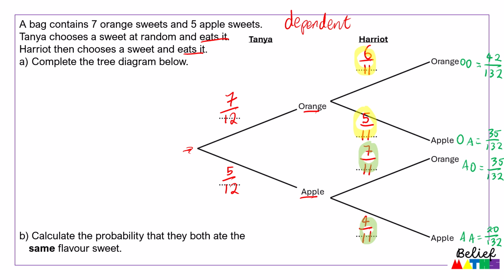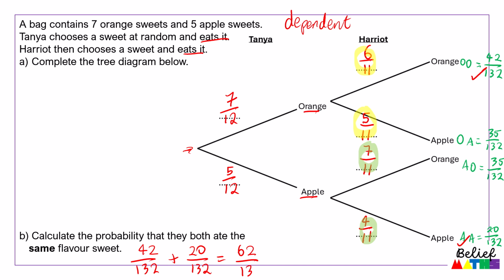Now looking at our part B question, it says calculate the probability they both ate the same flavour sweet. Well, because we've got these labels here, it makes it easier for us, so we can see that it's orange orange or apple apple. So therefore the probability they ate the same sweet is 42 over 132 plus 20 over 132, which gives us 62 over 132. Apologies, 132.